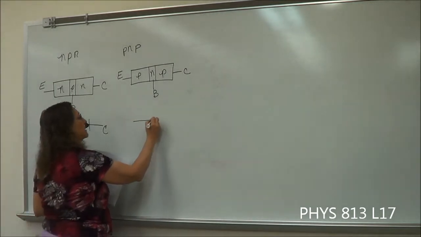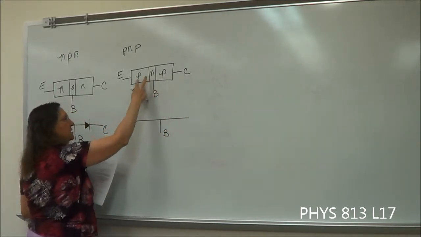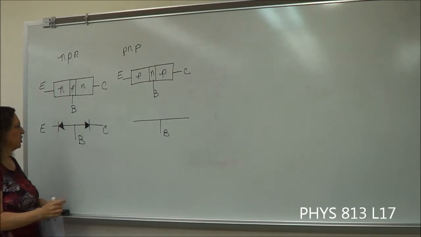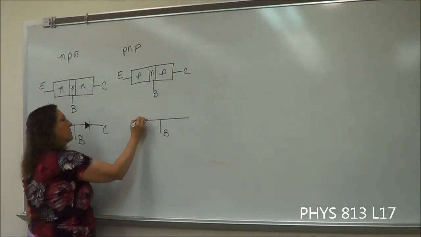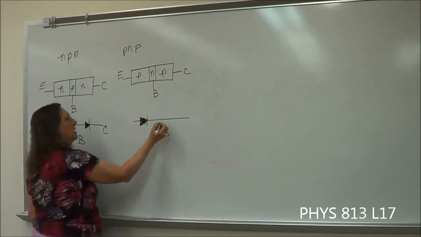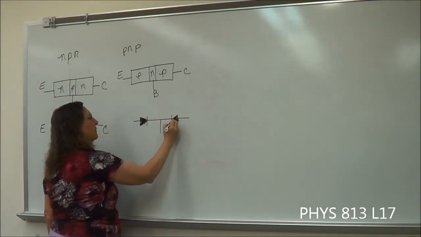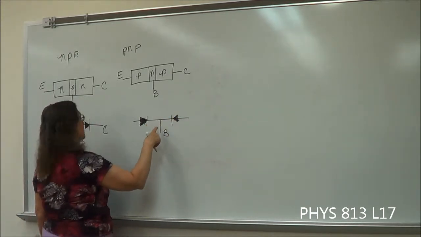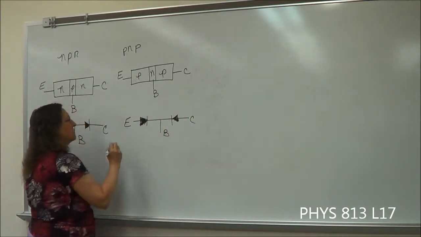Now, we're going to do the same thing over here. We have a base in the middle, but since our P's and N's are reversed, then we're going to reverse these two diodes. So this diode is pointing toward the middle, and this diode is pointing toward the middle. And let's see, this is still the collector and this is still the emitter.